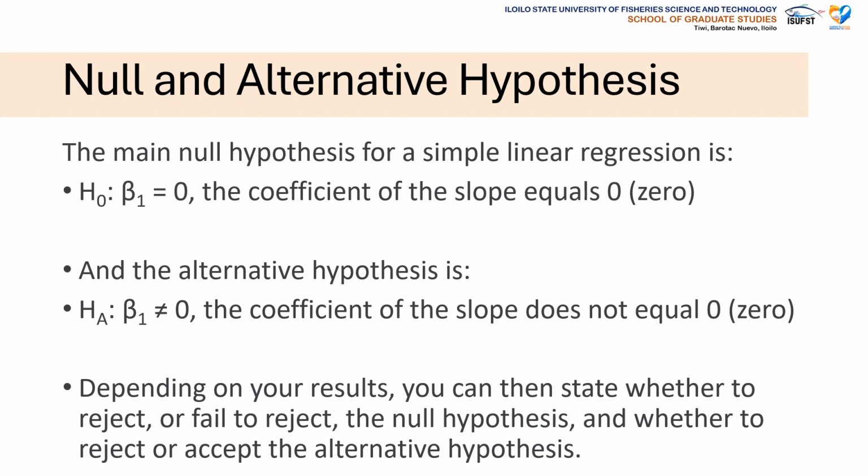Okay. And take note, in many studies involving linear regression, you could also say, for example, number of years in service is not a significant predictor of salary. That could be your null hypothesis. Or you could also say that number of years of service is a significant predictor of salary. That could be your alternative hypothesis.